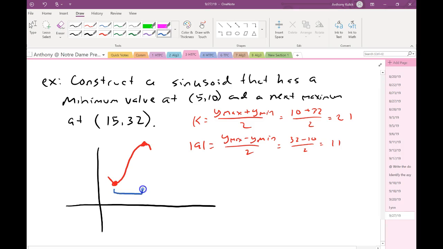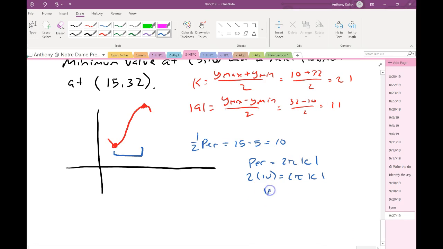So how much of the graph have we drawn here? Looks like half of the graph, right? You guys agree with that? So I know 1/2 the period is equal to 15 minus 5, or 10. So if I do the period is equal to 2 pi over c, I have 2 times 10, or 20, is equal to 2 pi over c. So the absolute value of c is equal to 10 over pi.